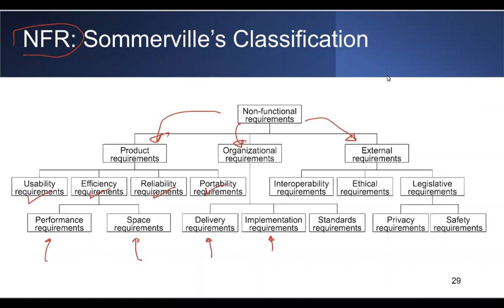On the other hand, external requirements are composed of either interoperability requirements, might be ethical requirements, or might be legislative requirements. When it comes to legislative requirements, we are talking about customer privacy and safety requirements.